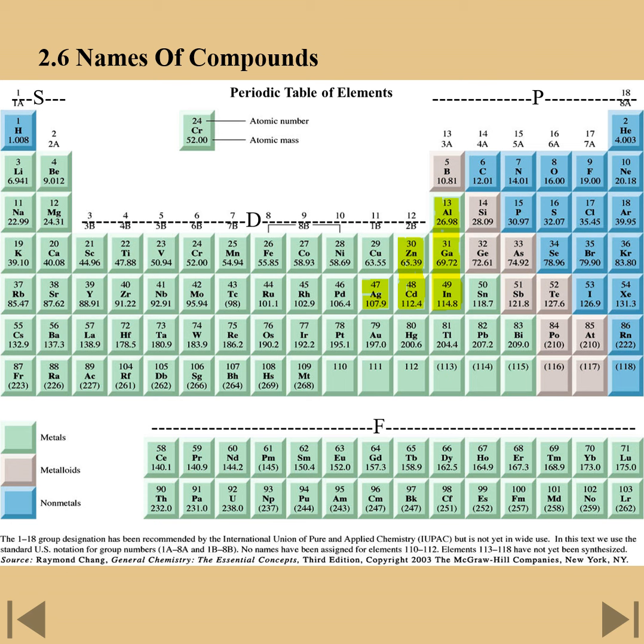So +1, +2, +3. This little triangle has constant charge, so we don't need to give them Roman numerals. So it's just silver, not silver 1. Just zinc, not zinc 2. Just aluminum, not aluminum 3.